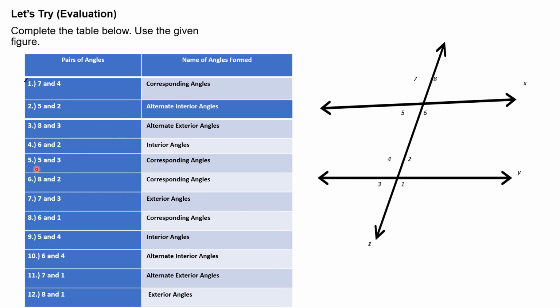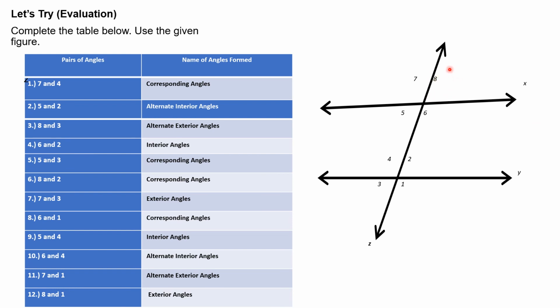Very good. Next, number 5, angle 5 and angle 3. Angle 5 is an interior angle, and angle 3 is an exterior angle. That means they are corresponding angles, right? Corresponding angles.